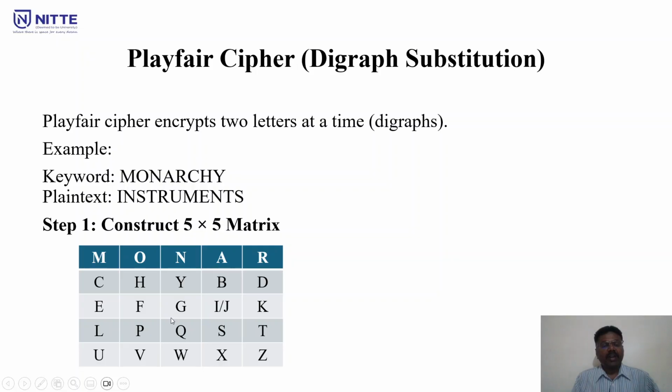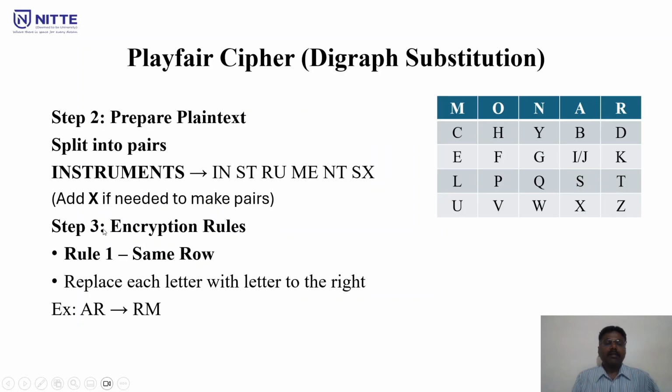Once I construct the 5 cross 5 matrix, the next step is preparing the plain text. The entire plain text, instruments, I'll divide into pairs of two letters: IN, ST, RU, ME, NT, and the last character is single. In order to make it even, I'll use a dummy letter, that is X. So we add X if needed to make pairs. Then we start applying the Playfair encryption rules.